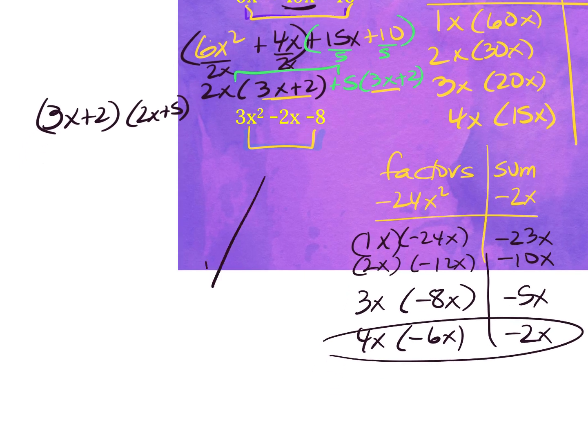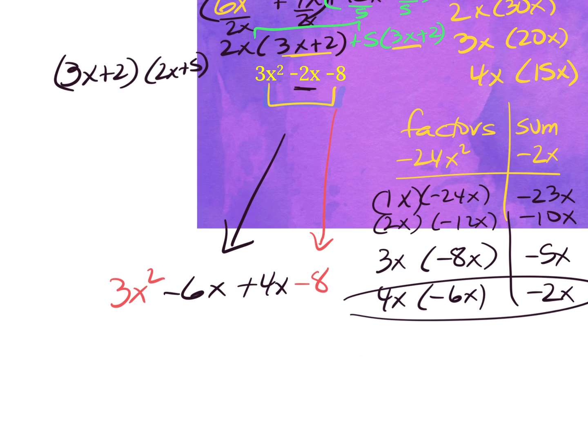So if I go ahead and rewrite my problem, the 3x squared stays the same. We're replacing the middle, negative 2x, with the two factors we just found. Doesn't matter the order you place them. I'll put the negative 6x first and then the positive 4x. And then rewrite the last term, the negative 8. Make your groups.